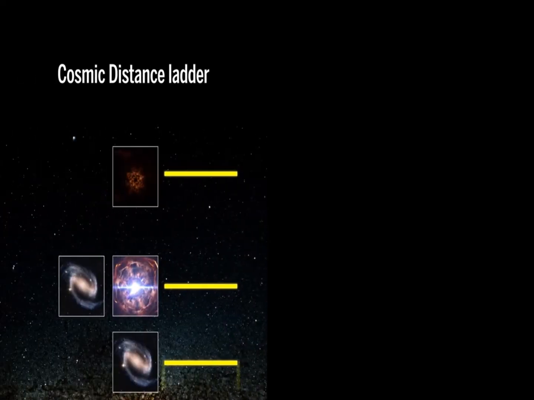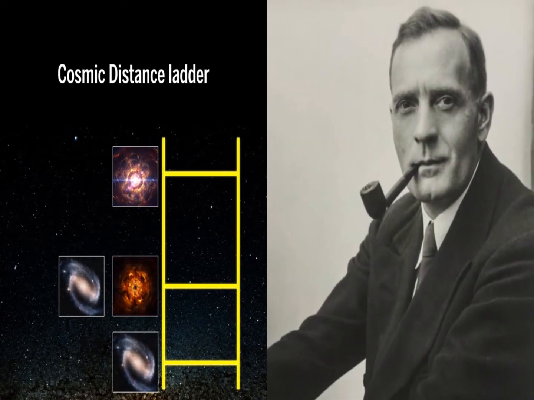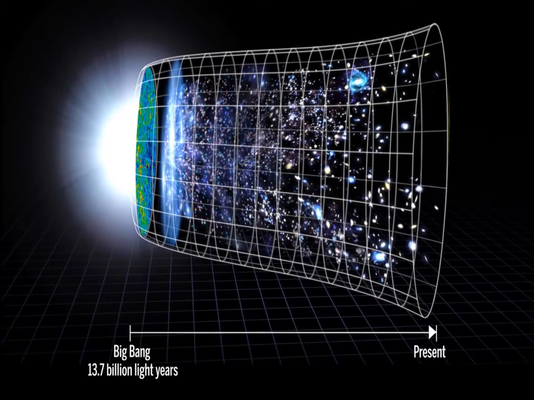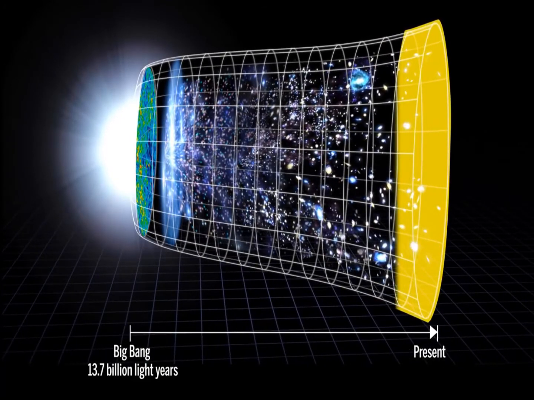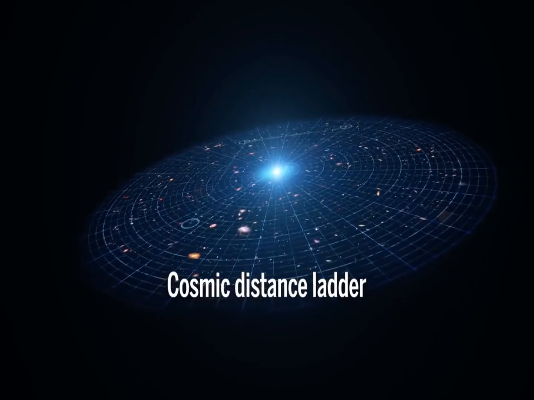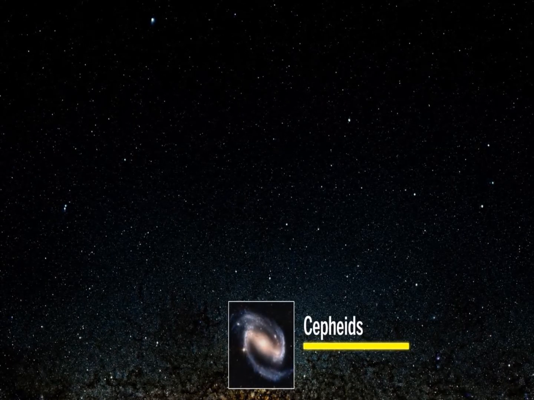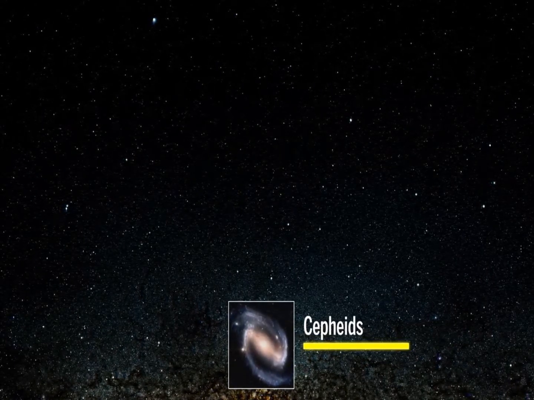The first method used to calculate the Hubble constant originated with Hubble himself. He started by measuring distances to nearby objects and working his way out, hence the name, the cosmic distance ladder. The first rung is within our Milky Way. Here we measure the distances to Cepheids, pulsating stars that have an intrinsic brightness.